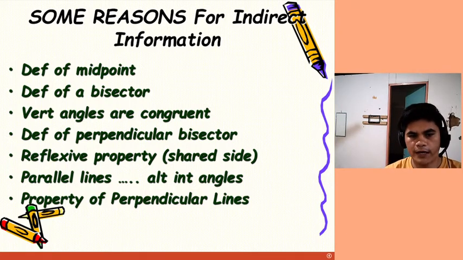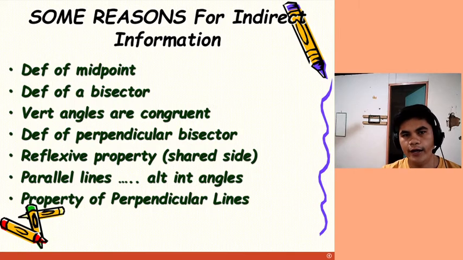Next, we have reflexive property. An example of those is the shared side, reflexive, the same. XY is congruent with XY. Angle A is congruent with angle A. Angle B is congruent with angle B. That is reflexive. Parallel lines: take note, alternate interior angles are congruent. Again, in parallel lines, when cut by a transversal, alternate interior angles are congruent.